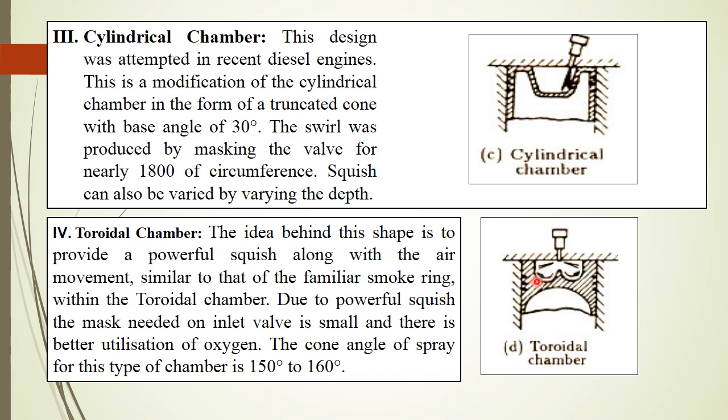And this ejected air-fuel mixture, together with the squish or air motion, provides the swirl motion inside the combustion chamber. So it provides a powerful squish. One can also increase this swirling motion by proper masking at the inlet passages or inlet valve. The spray cone angle is 150 to 160 degrees.